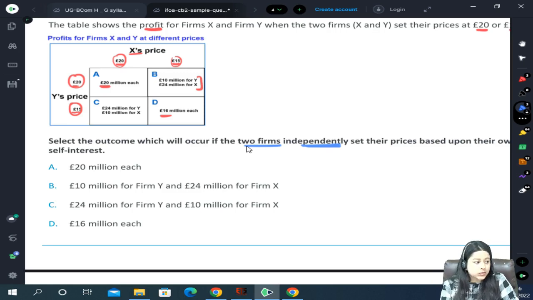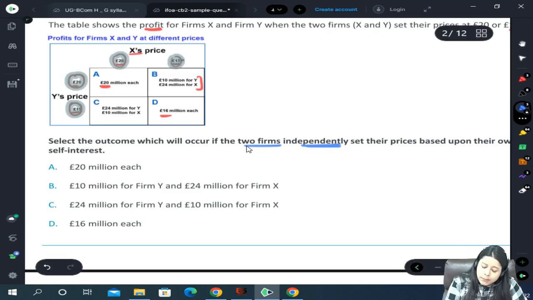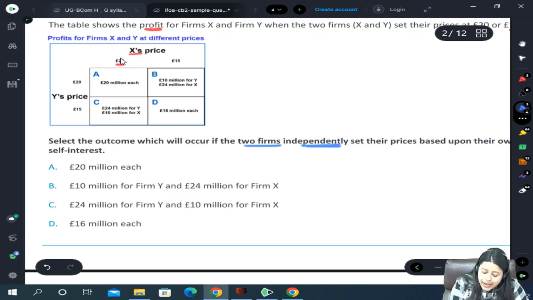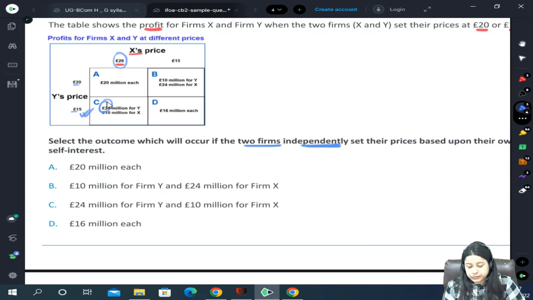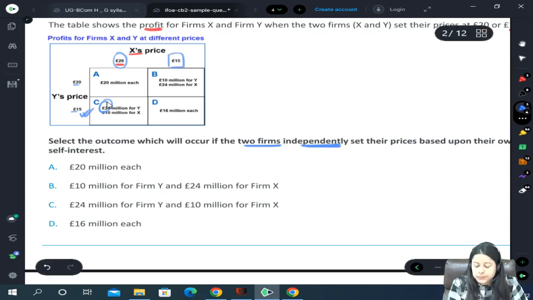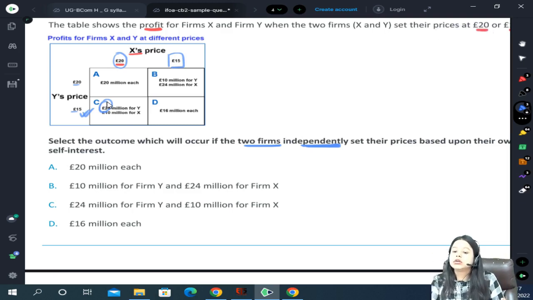So how to approach this question? For example, let's talk about X. If X is setting 20 as the price, then what will be good for Y? Wherever the profit is high, here for Y the profitability is higher, 24. So he will set 15 as the price. So what is duopoly? You see what the other firm is doing, what the other firm has done in the past, and accordingly we set the price. We consider that the person who has set 15 rupees last month will again set 15 rupees this month. So accordingly, I will act.